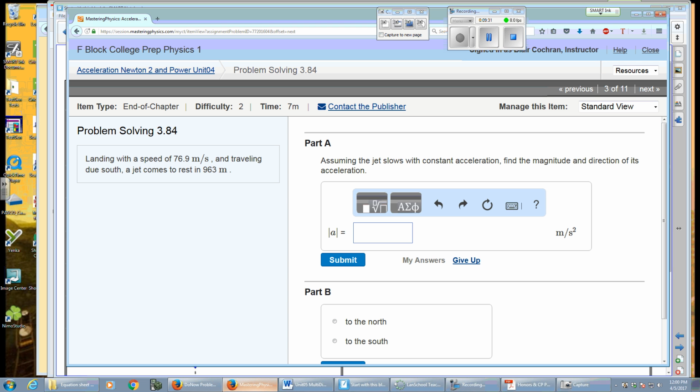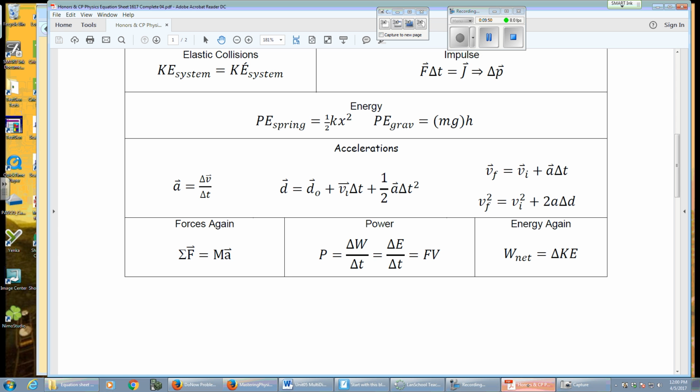We tend to just forget that, but it's good to point out. So I know the initial velocity, I know the final velocity, I know how far I've traveled, and I want to know the acceleration. So again, I'm looking to see what's the relationship between those four things right off the bat? So I grab my equation sheet.